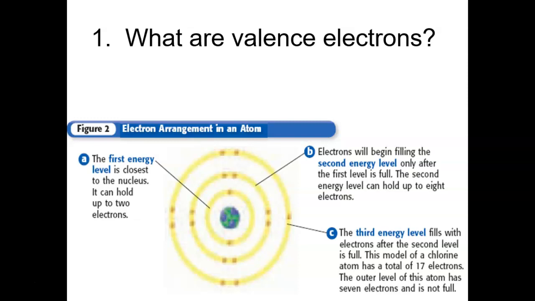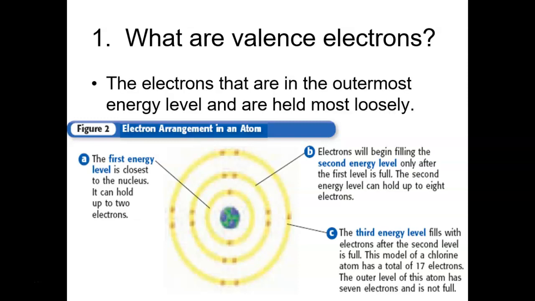So valence electrons are the electrons that are in the outermost energy level. So different atoms, depending on how many electrons they have, have different numbers of levels, but whatever their outermost level is, whatever electrons are in that outermost level, those are the valence electrons. They are the most loosely held, which means they're the easiest ones for the atom to lose or have stolen away by another atom.